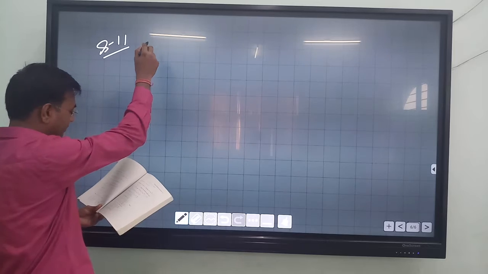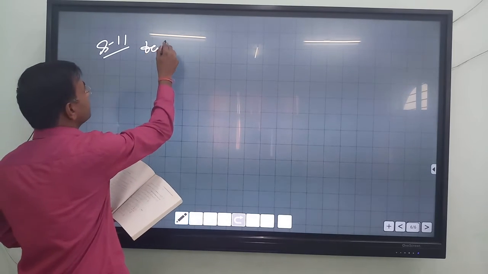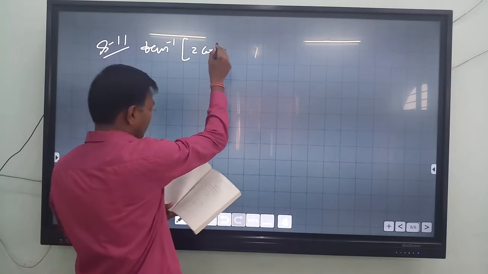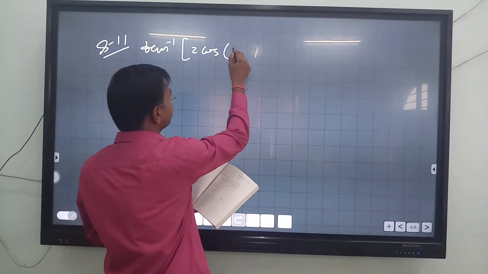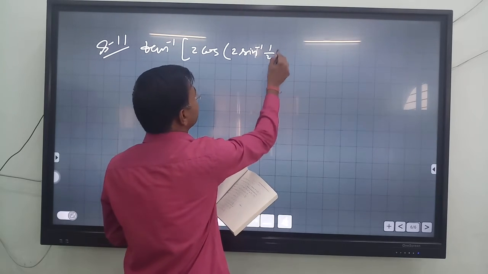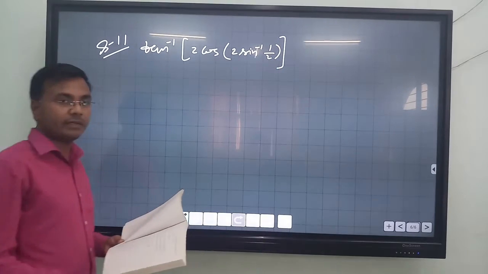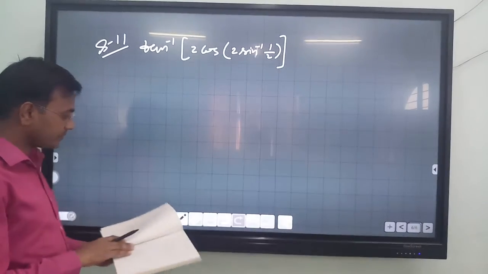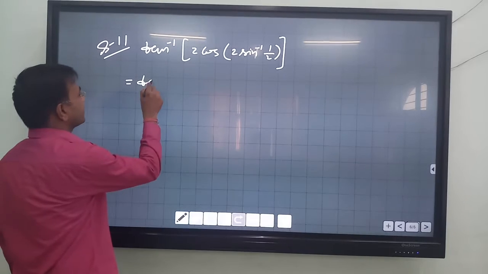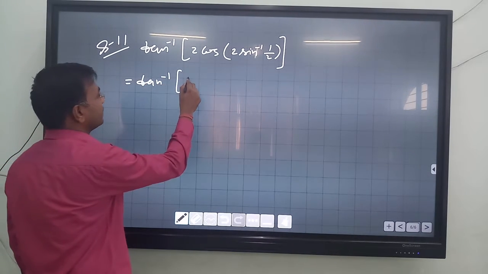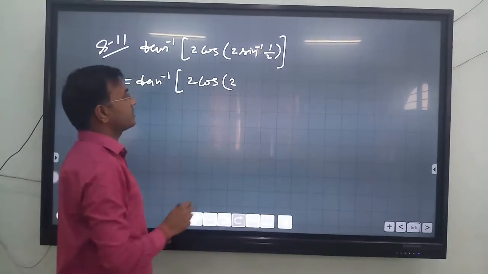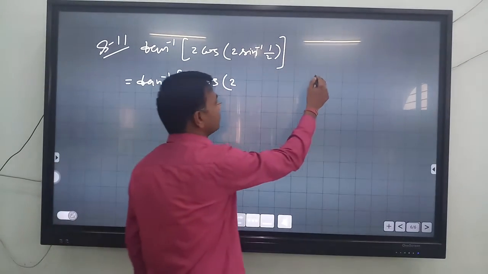Now I am solving question number 11. Tan inverse of 2 cos or 2 sin inverse 1 by 2. So exercise 2.1 will be used here. 2 cos, now 2 as it is. See, sine inverse 1 by 2.